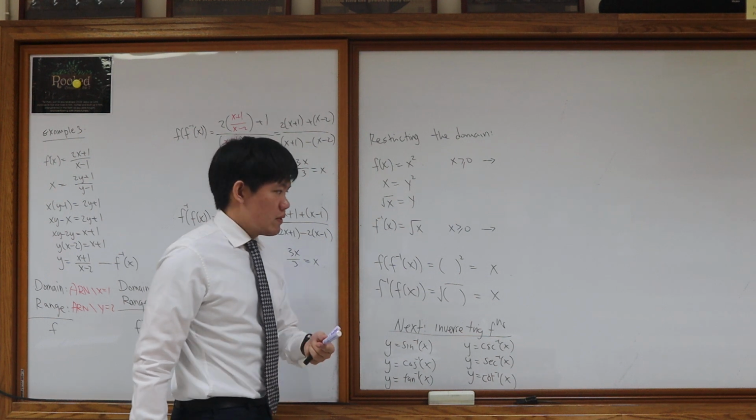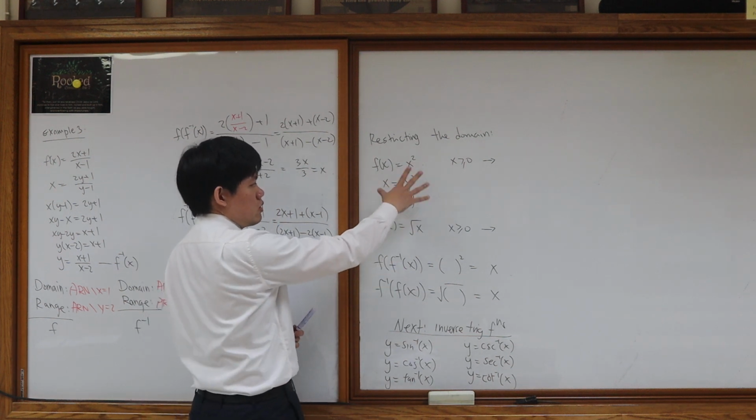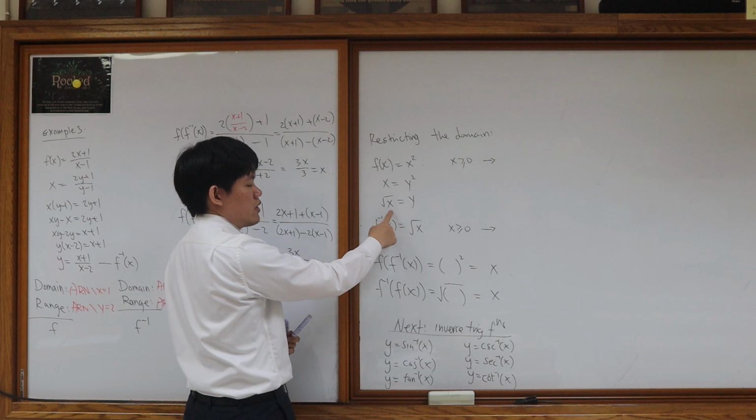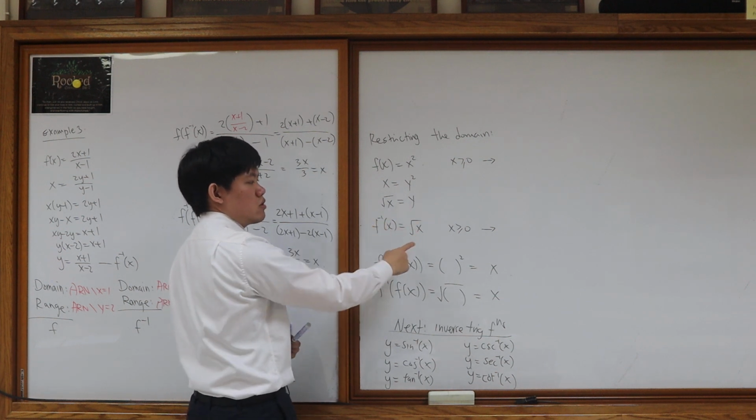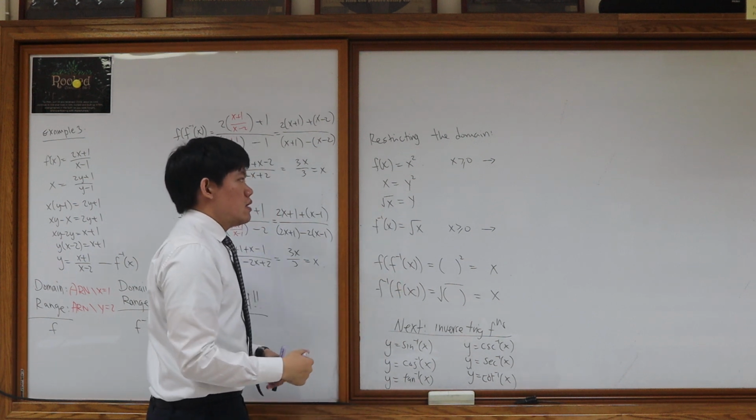In a little bit, I'll show you why. Okay, so in that case, doing all this, you end up with y is equal to square root of x. Since y is by itself, that means the inverse of f is equal to square root of x. Okay, so let's talk about this.